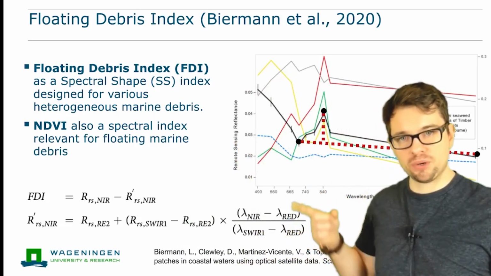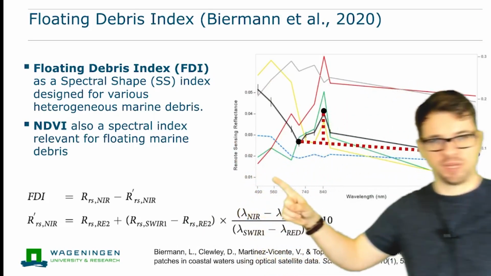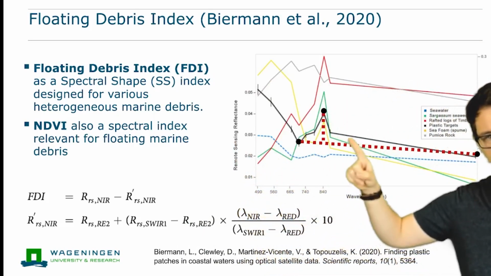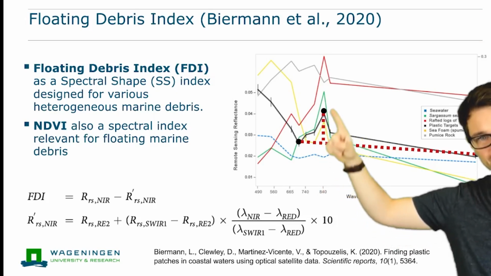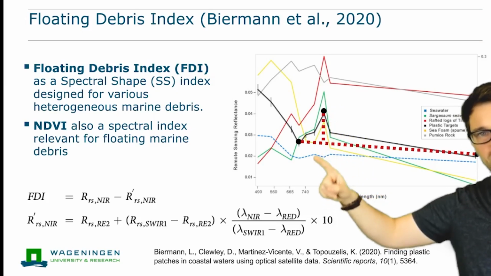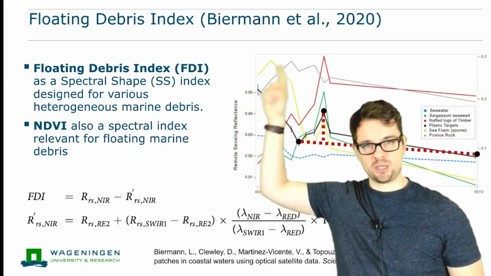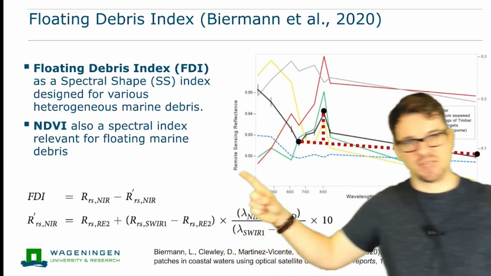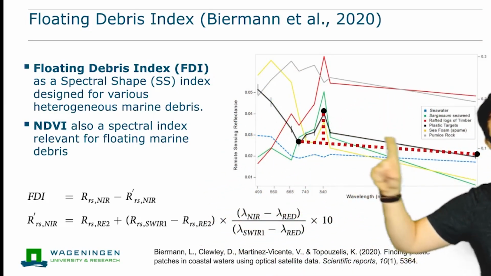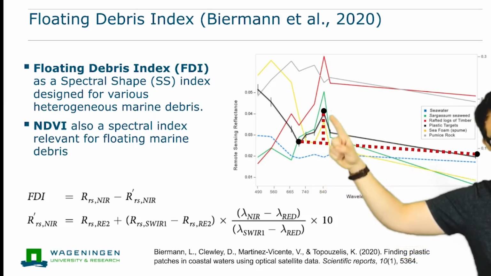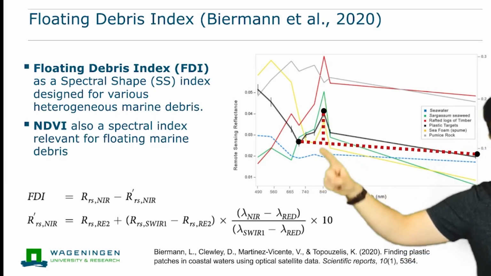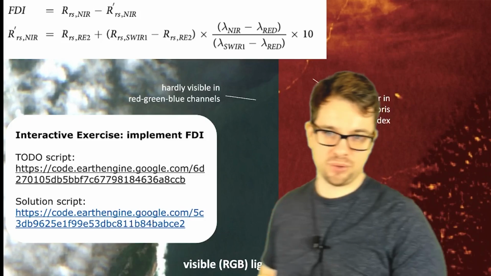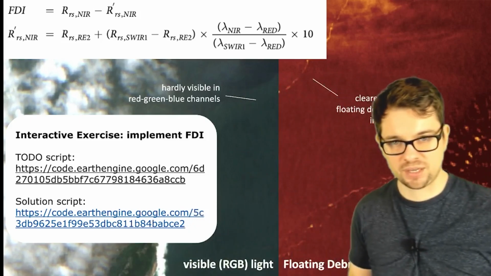But people have proposed specific indices, and you should be able to recognize this type of shape now, because we measure the humpiness of this specific spectrum, which is the floating debris index proposed by Biermann, inspired by the floating algae index. Again, it's the same idea of having a left band and a right band, taking the interpolation and seeing how humpy this triangle is. And that is fairly helpful for visualization and analysis.